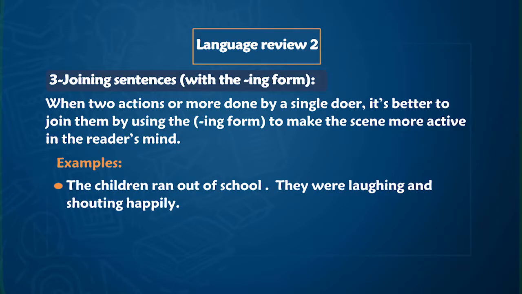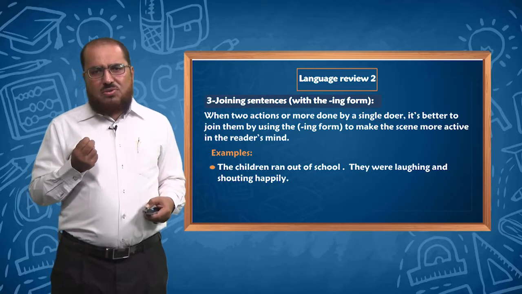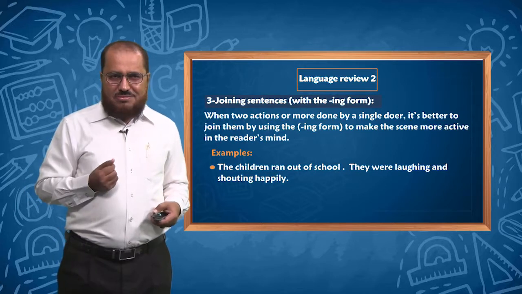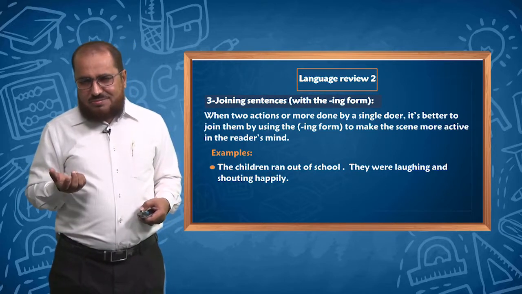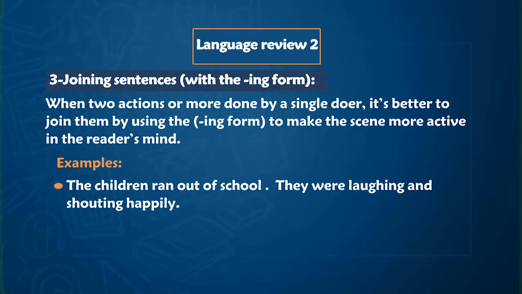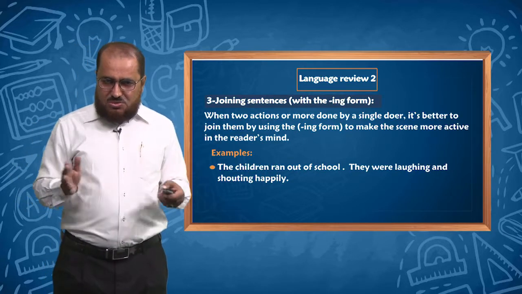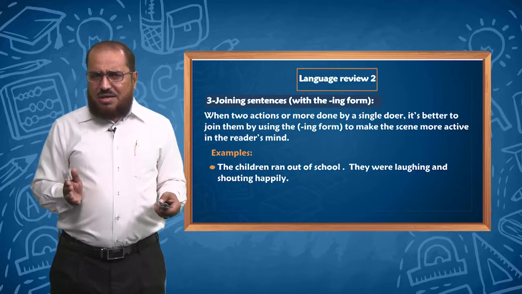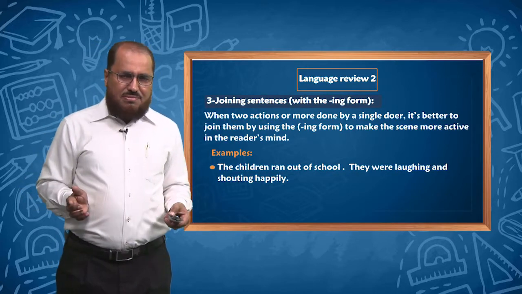Look at this pair of sentences. The children ran out of school. They were laughing and shouting happily. How many sentences? 2. Who ran out of school? The children. Who were laughing? Who were shouting? The children, because the subject pronoun they refers to the children. So why not make them a single sentence by the ing form instead of two separated sentences, because they are weak and scatter the idea here.